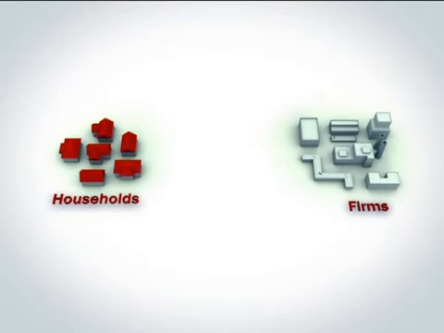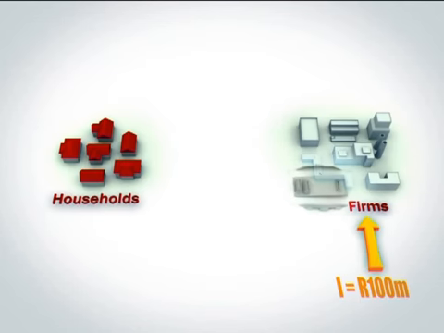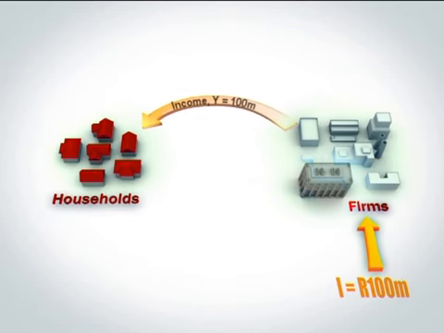We'll start off by assuming that a company has decided to build a new factory for 100 million rand. Investment spending and total spending in the economy rises by 100 million rand. The business employs various factors of production to build the factory, and since these factors are owned by households, their income increases by 100 million rand.